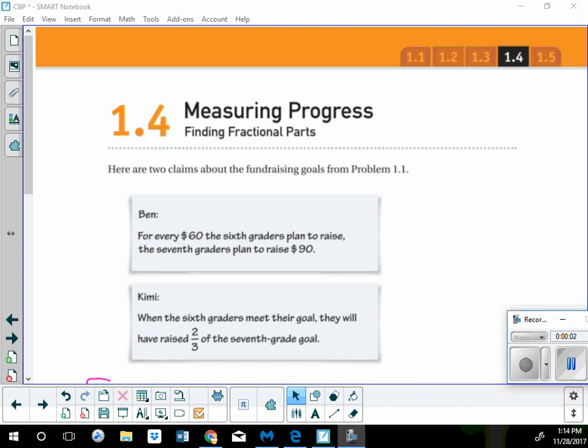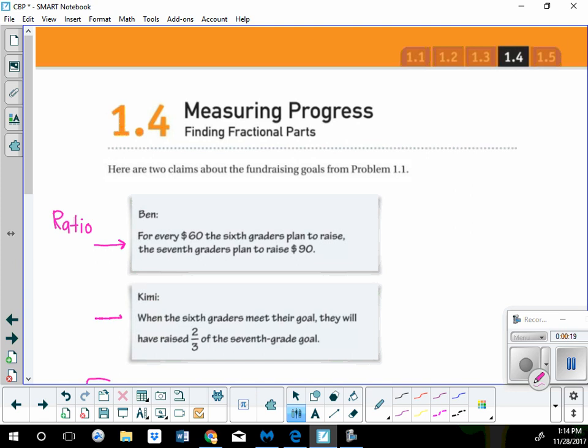So our big goal today is to find fractional parts. We talked in our warm-up about two different types of statements. We said that Ben's statement is an example of a ratio statement, and Kimmy's is an example of comparing with fractions. So we're going to move on today, and we're going to talk about finding a fractional part of a whole.